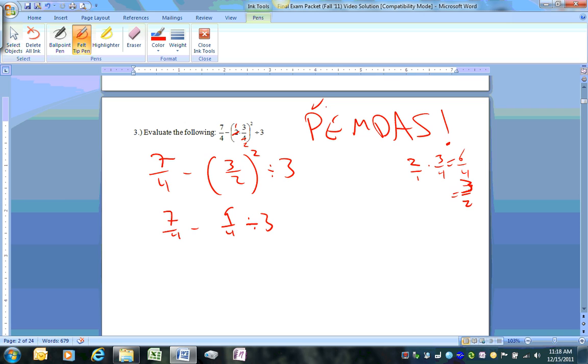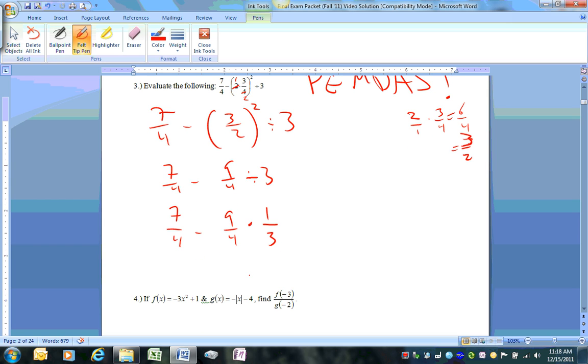So I've done the parentheses, I've done the exponent. There is no multiplication, but there is division. And when you divide a fraction by a whole number, or the other way around, it helps to make it like a fraction. And when you divide, it's like taking the reciprocal, so basically it's 9/4 times 1/3. So we work that out. That'll be 7/4 minus 3/4.